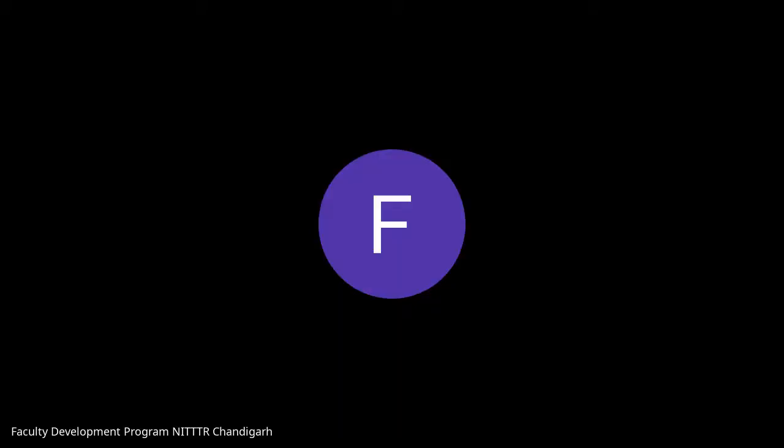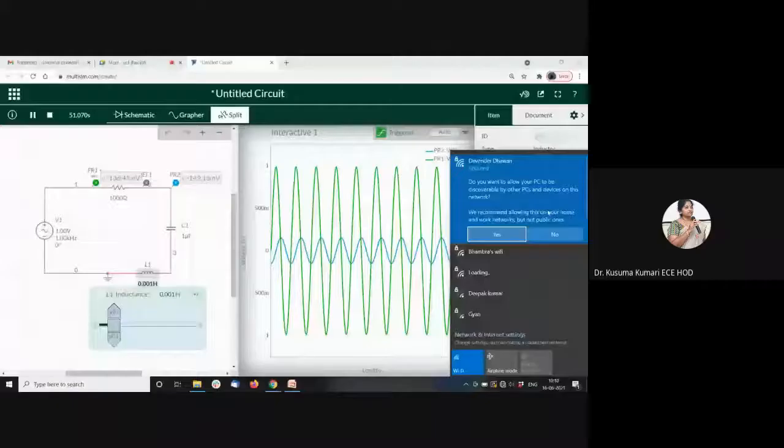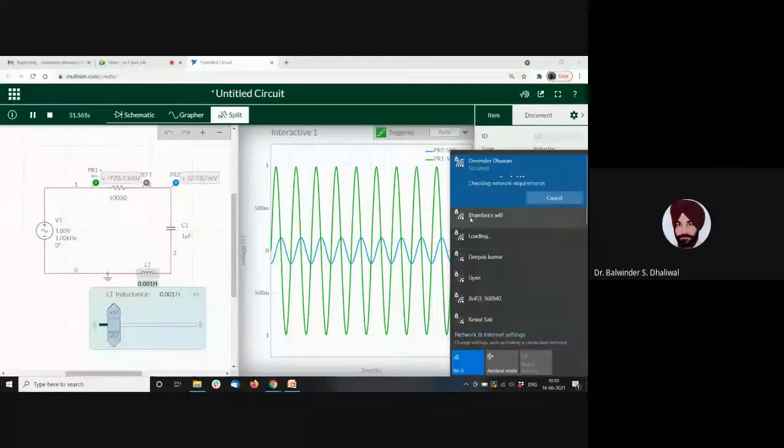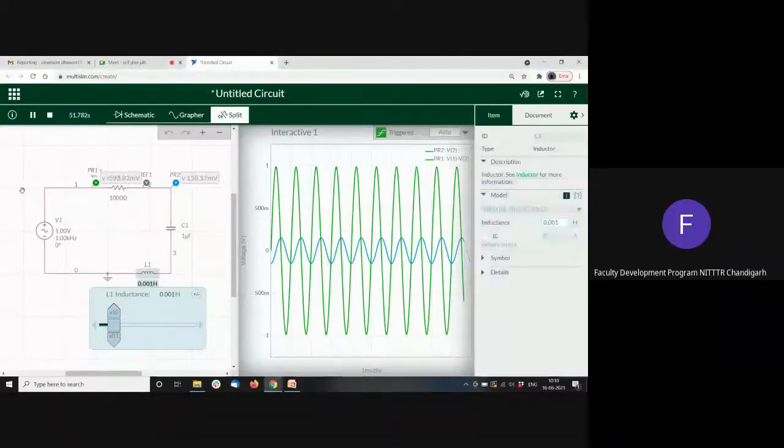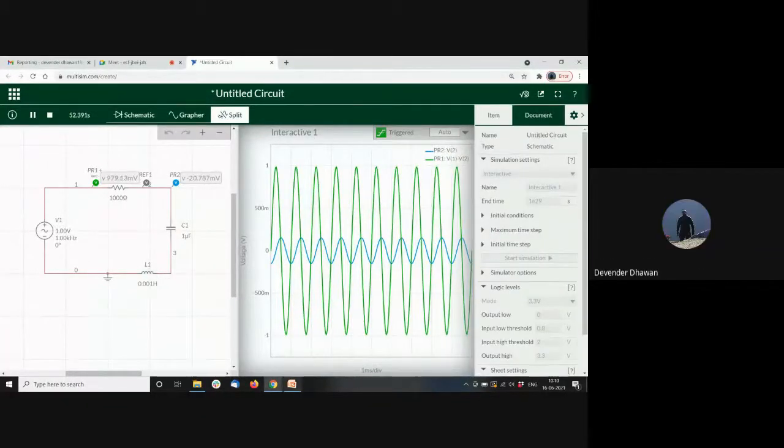Am I audible, sir? Sanjay sir, you are audible. Yes, Sanjay sir, you are audible. Kusuma ma'am, you are also audible. Hello, Devinder sir. Yes, ma'am. I think he's trying to reconnect. Yeah, I had some network issues at my end. Is my voice audible now? Yes, sir. Now you are audible, sir.